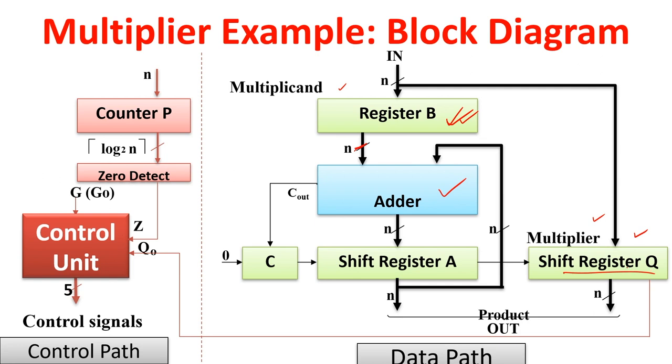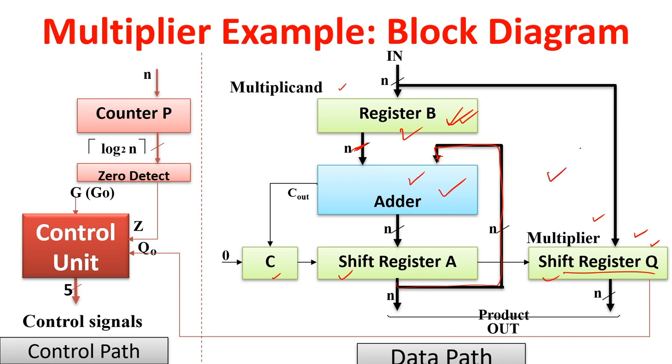Initially the multiplier gets stored in Q, and the output product is both A and Q. Here the n bit B gets added, and the content of register A gets looped back. The adder can do the addition continuously, but the registers, the flip-flop C and these registers, are clocked, so they need to be signaled properly. Based on the clock, it works on the rising edge of the clock.